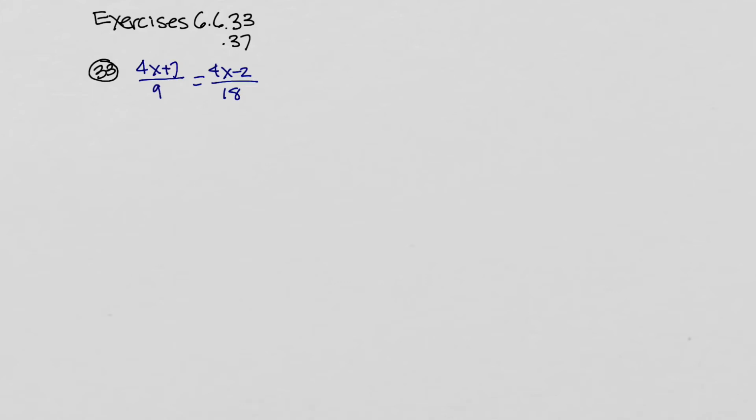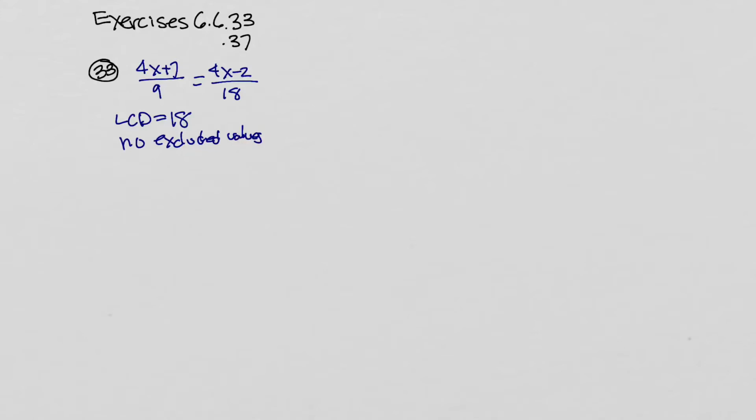In this equation, let's look at the LCD. The LCD, the smallest number of both 9 and 18, goes to 18, and 18 is never 0, so there are no excluded values, right? Excluded values are numbers that make the denominator 0. This denominator is never 0, it's always 9. This denominator is never 0, it's always 18. So no excluded values here.